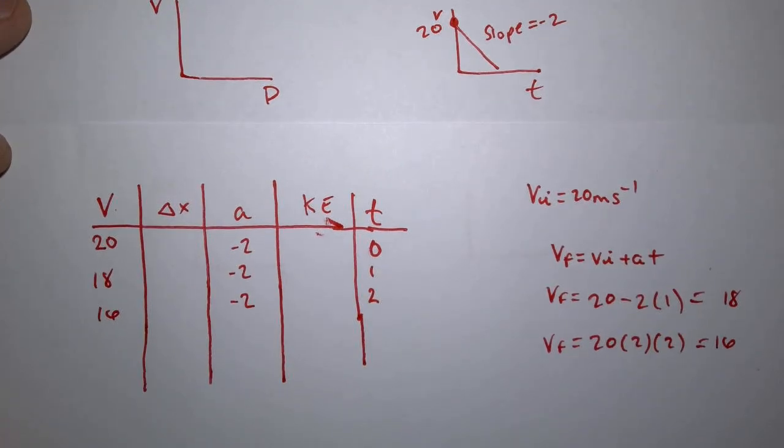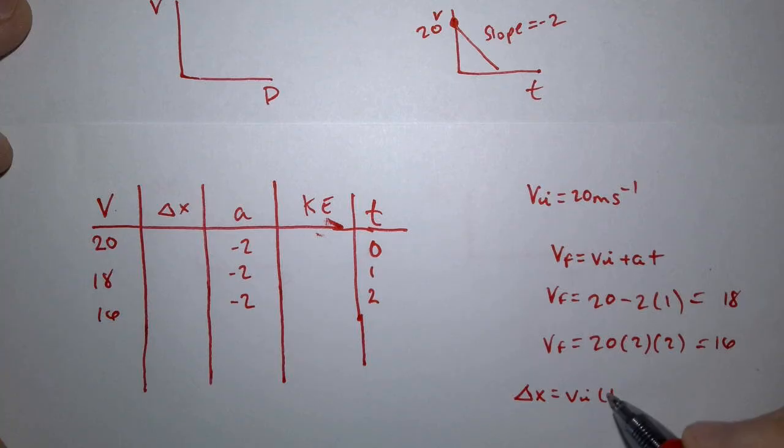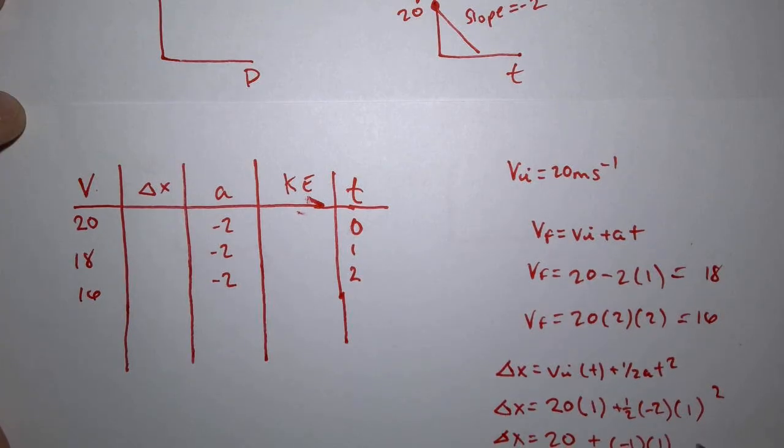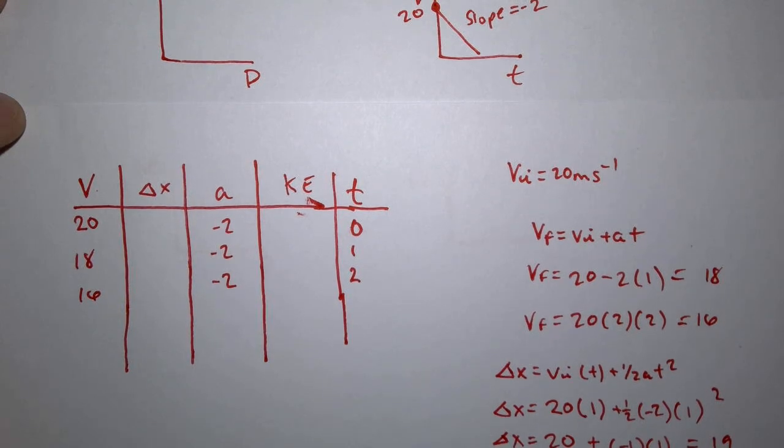But what about the distance? Is the distance, delta x, is equal to vi times t plus 1/2 at squared? Is that also going to go down at a linear rate? So let's make sure. Delta x is equal to, what's the initial? 20. What's the time? Let's do it for 1 second. Would be plus 1/2 negative 2 times 1 squared. We get delta x is equal to 20 plus negative 1 times 1, which ends up equaling 19, unless I did something wrong, but I don't think I did.